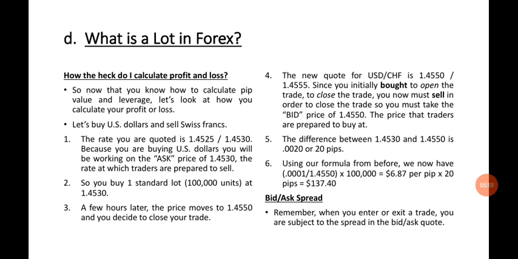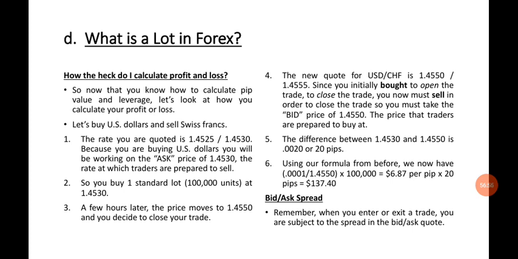3. A few hours later, the price moves to 1.4550 and you decide to close your trade. The new quote for US dollar versus Swiss franc is now 1.4550 slash 1.4555. Since you initially bought to open the trade, to close the trade you must sell, so you take the bid price of 1.4550, the price that traders are prepared to buy at. The difference between the original price where you entered, the price at which you clicked on the ask, was 1.4530, and now it is at 1.4550, is 0.0020 or 20 pips.